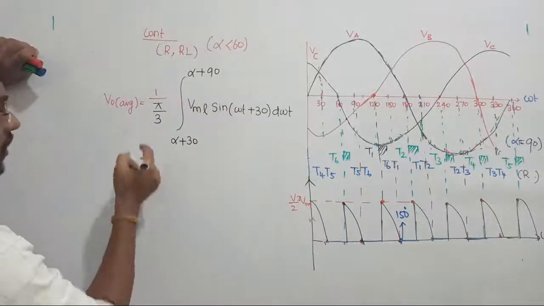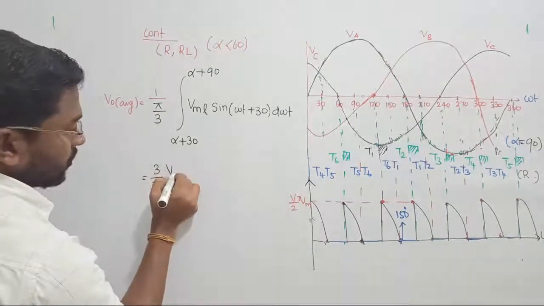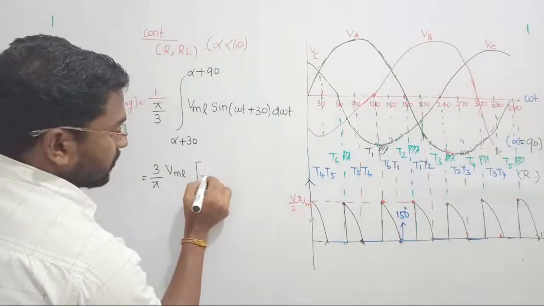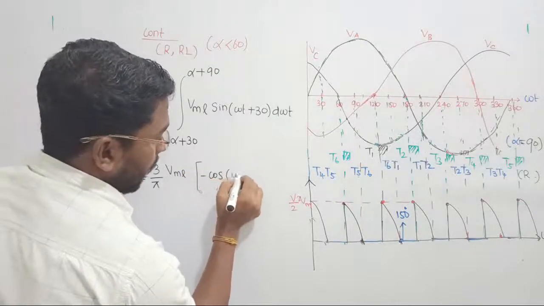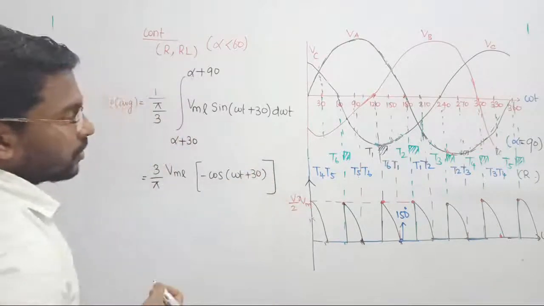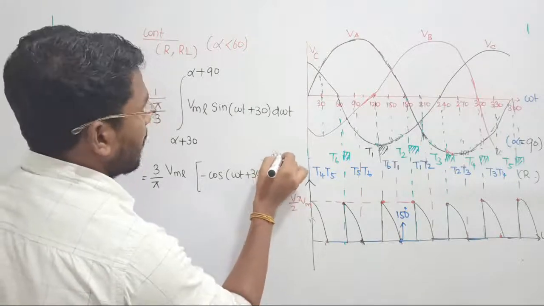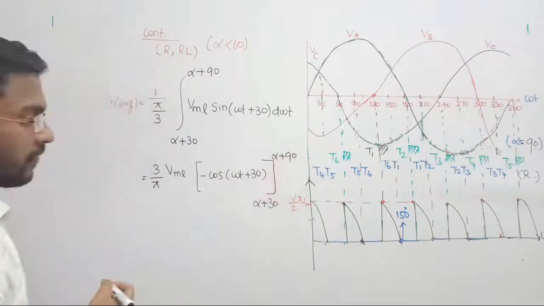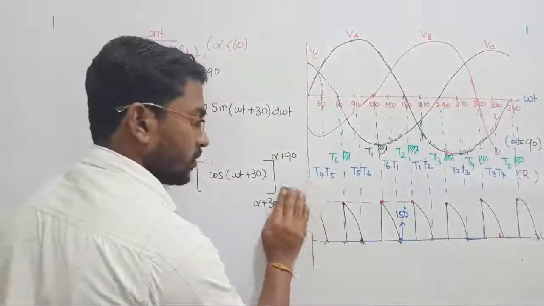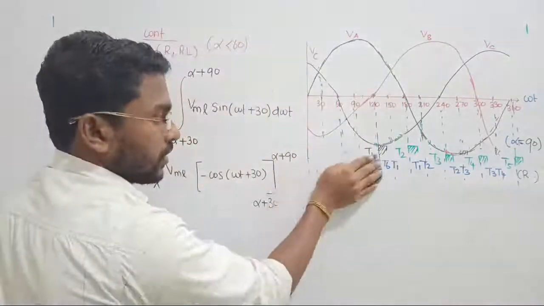Start பண்ணலாமா? Yes. Denominator will be numerator such that it will become 3 by pi. You can take maximum line voltage outside. Sin omega t integrate பண்ணீங்கன்னா we are going to get minus cos of omega t plus 30 degree exactly, and your limits are, lower limit is alpha plus 30, upper limit is alpha plus 90, right? Anyway, here we don't have space, so let us remove this discontinuous portion. I don't want this one, right? Let's remove this portion. Anyway, this also I don't want.